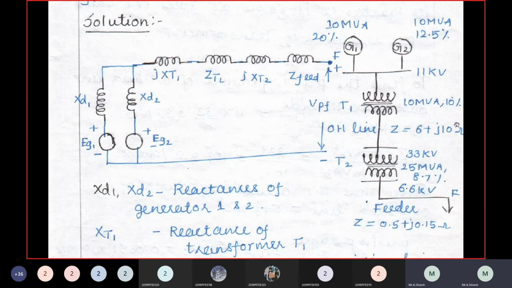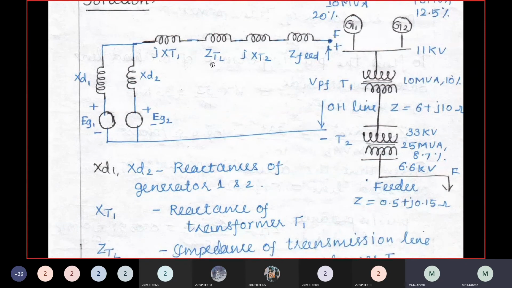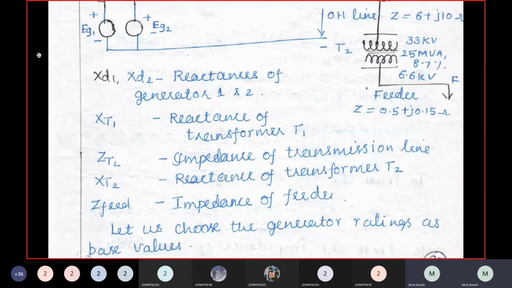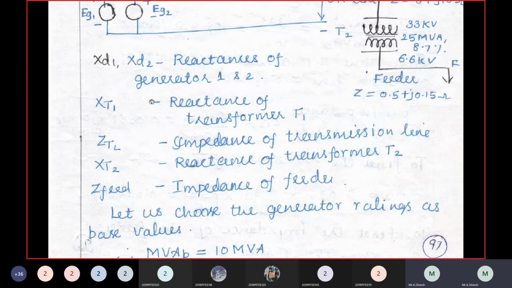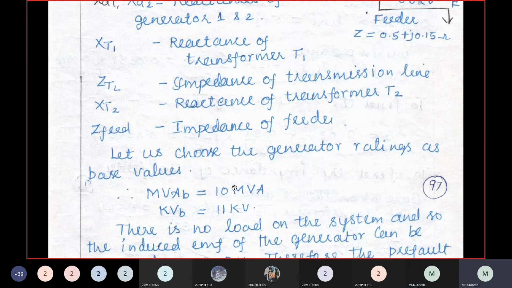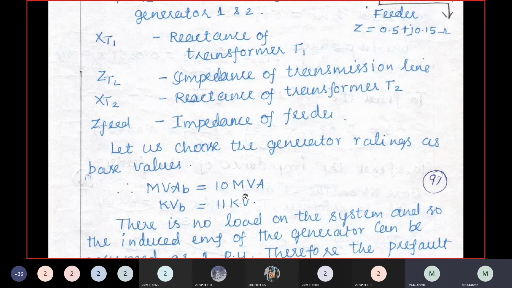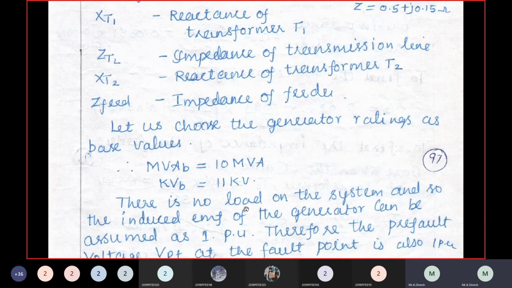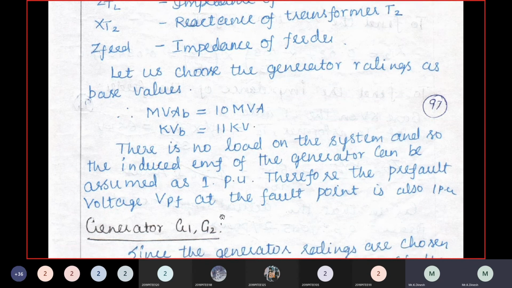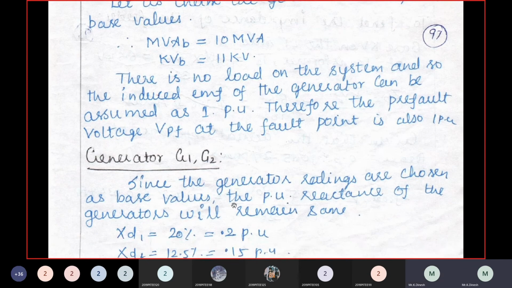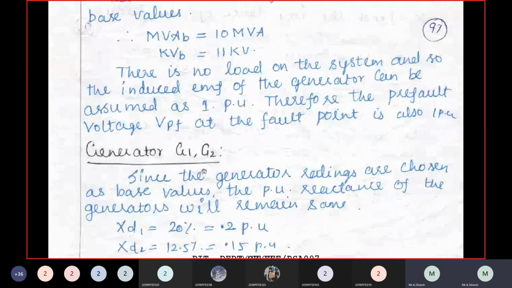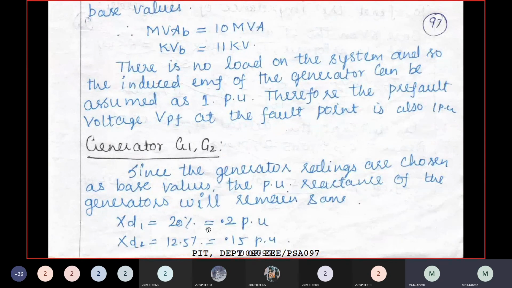Now we need to perform the per unit analysis and substitute all the values. I'm just considering my generator values as base values. So 10 MVA, 11 kV is my base. Assuming the pre-fault voltage as 1 here, VPF is 1. The generator base values are the same, so no need to perform per unit analysis for G1 and G2 as usual.